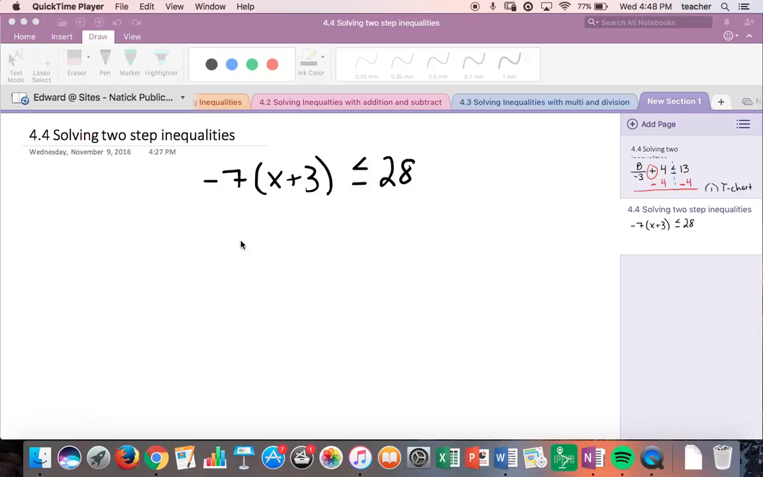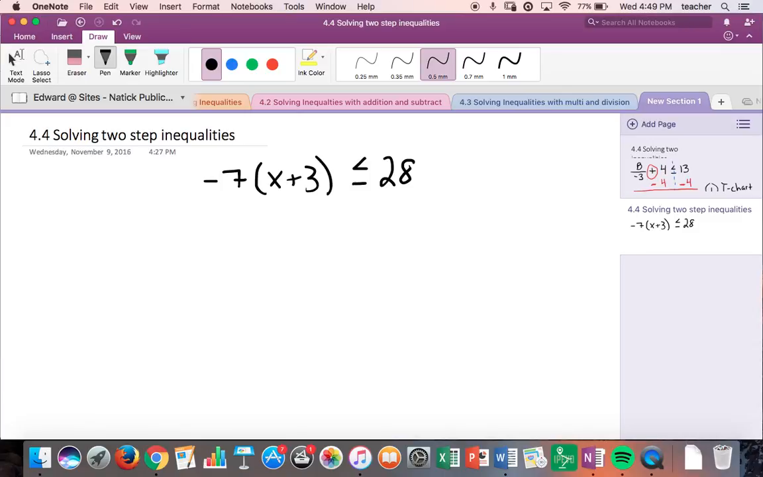So 4.4 is solving two-step inequalities. Like we said in the first example, they're pretty much the same as solving one-step inequalities, except you add an extra step into the mix. So my goal here is I have a two-step inequality that I'm going to solve. Things get a little bit tricky because we have parentheses and a number outside of our parentheses. So let's start out with the first step.